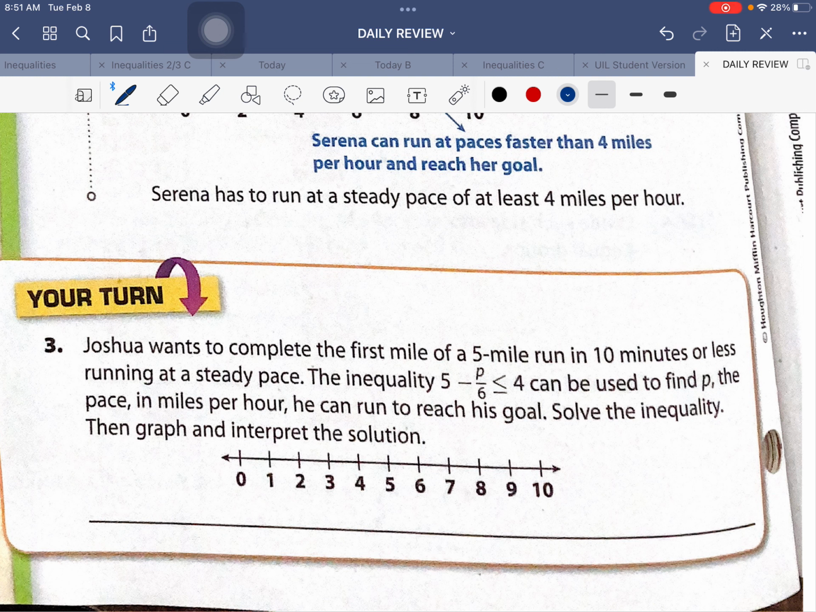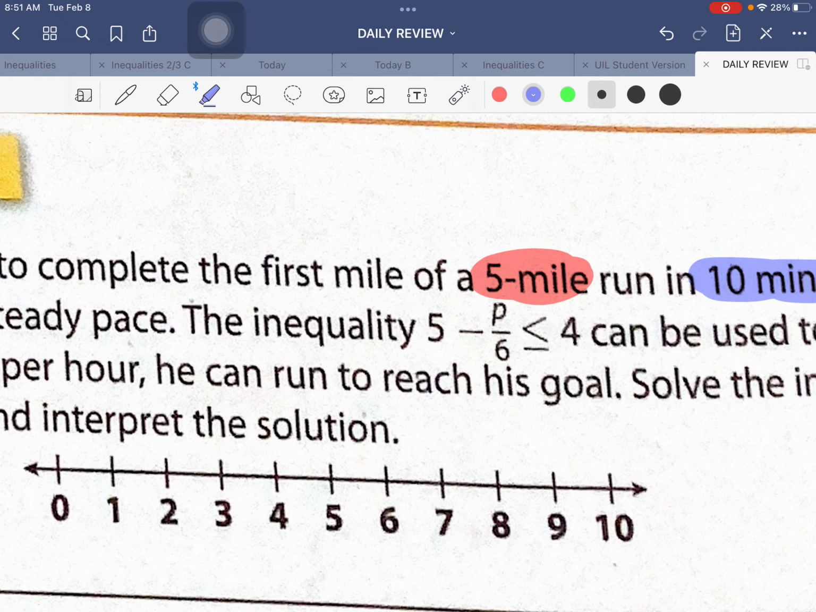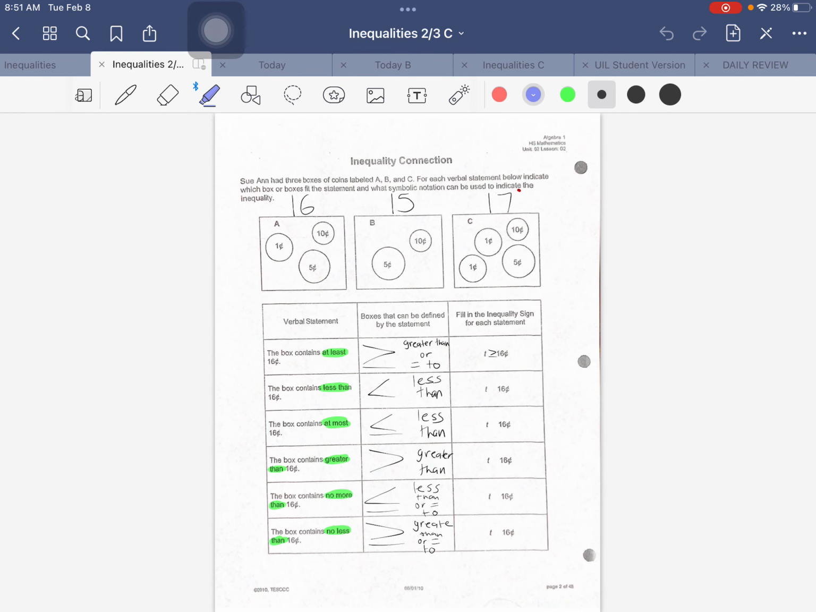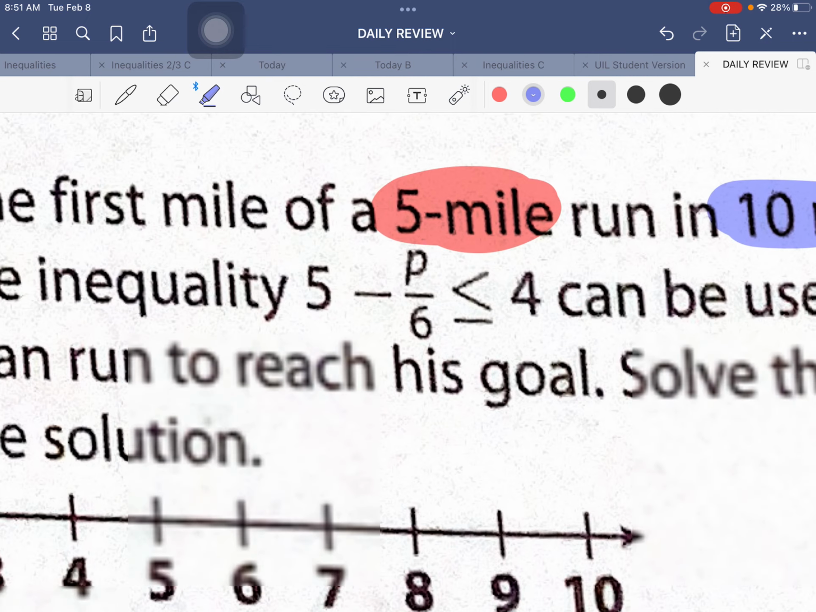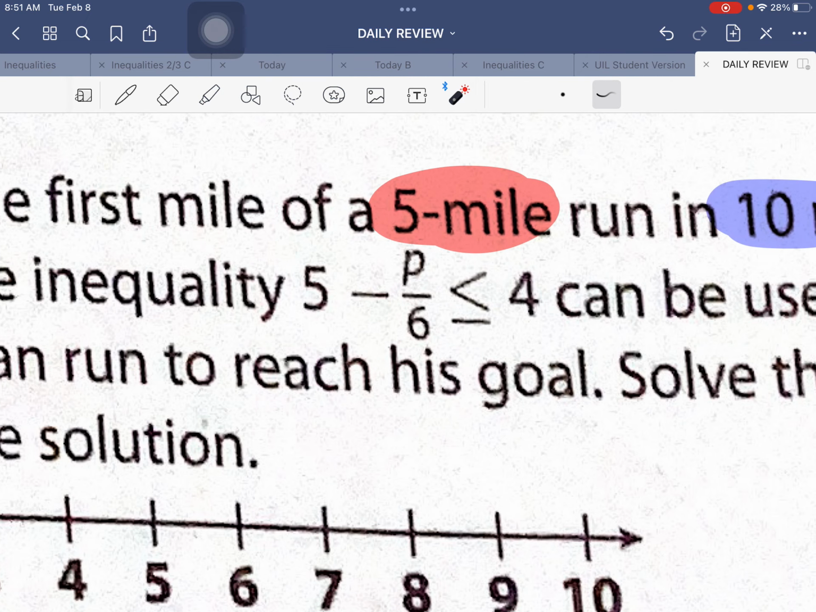Guys ready? 5-mile run, 10 minutes or less. This is exactly what we have right here. They're already giving you the inequality, which is this one right here.